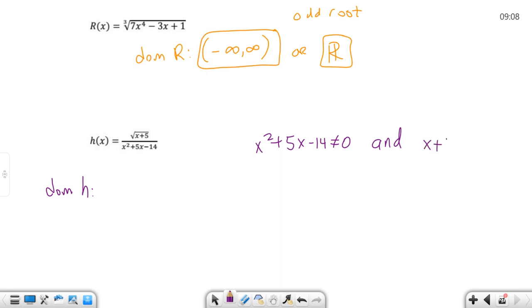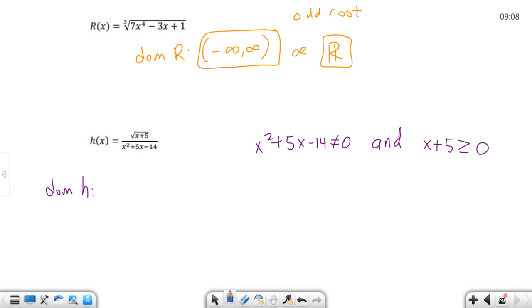and that radical, x plus 5, what? Has got to be greater than or equal to 0, right? And it's in the numerator. The equal to part's okay here. So greater than or equal to 0.